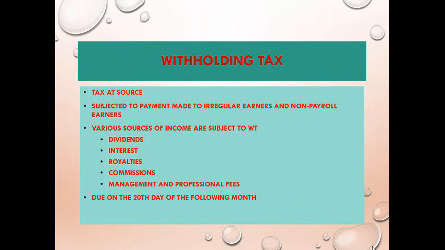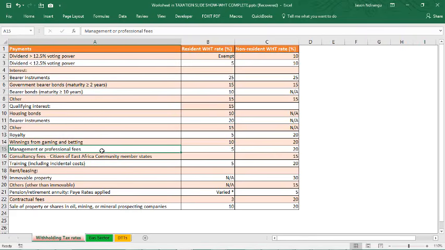Withholding tax is due on the 20th day of the following month. Cap 470 defines payments subject to withholding tax and the rates thereof. This schedule shows different income streams and the rates applicable to resident and non-resident persons. For example, dividend for a resident person, the rate is exempt, and for a non-resident person, the withholding rate is 10%. And then all the other income streams are shown depending on the resident status of each individual.